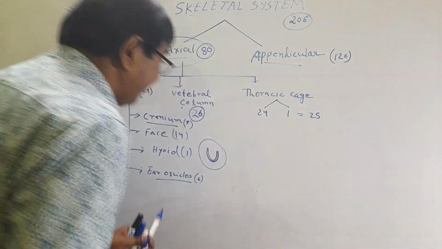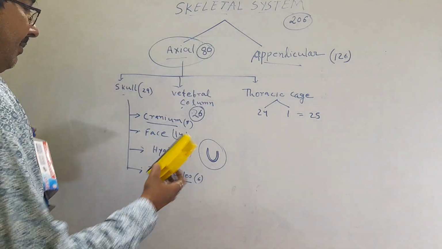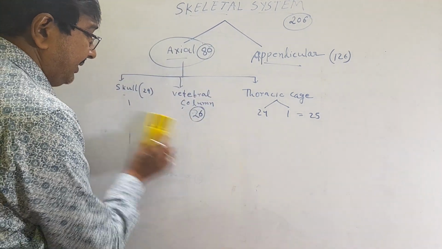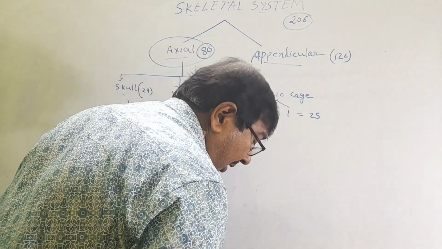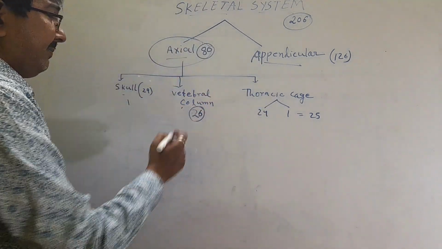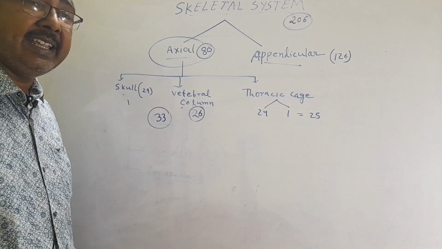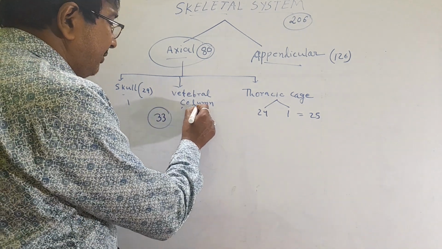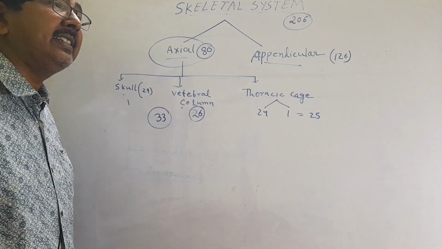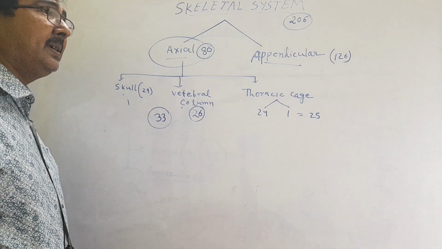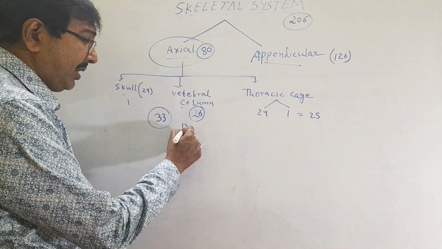Next, the vertebral column. How many bones are there? In the vertebral column, there are a total of 33 bones. But in an adult, these fuse together and form 26 bones. Okay, these are the regions.